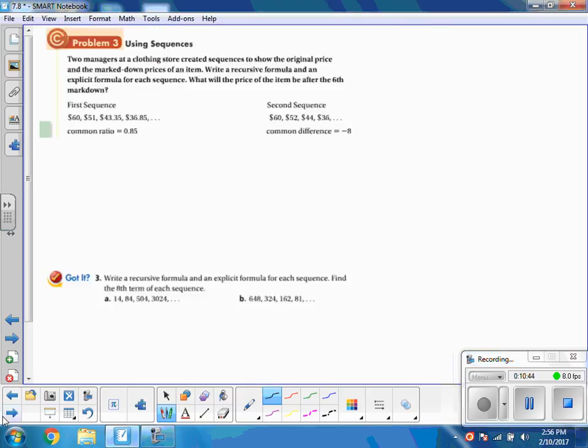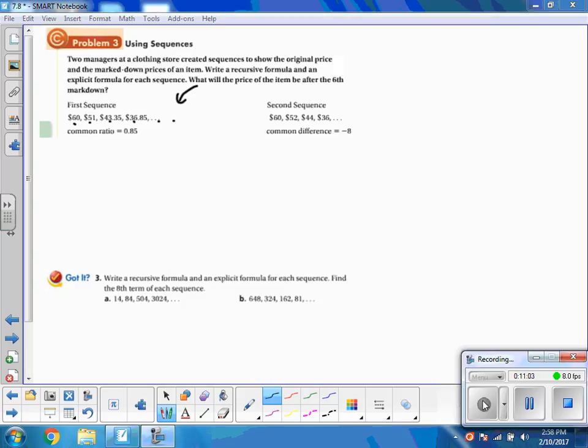Okay, using sequences. So we saw it, now let's use it. Okay, so what is the price of the item after the sixth markdown? So 1, 2, 3, 4, 5, 6. So it's the sixth markdown. So it's going to happen right there.